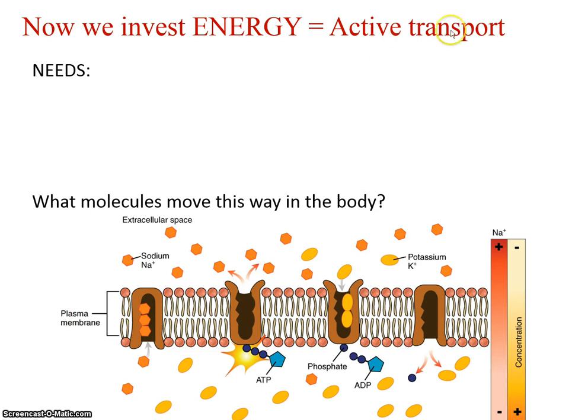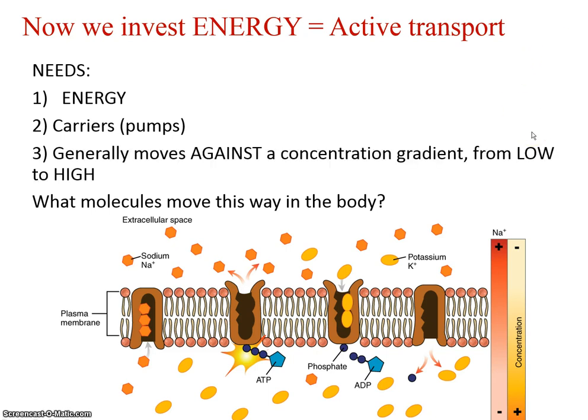But so here, active transport. Now we're going to require energy, specifically ATP, right? This is the energy molecule, the only form we really are evolved to use. So in this case, energy is needed. You still need a carrier or a pump to get it across, and it generally moves against a concentration gradient. So generally, we have something that is in a place where there's little of it, and we need to move it someplace where there's a lot of it, from low to high.